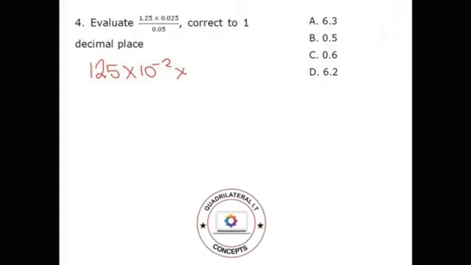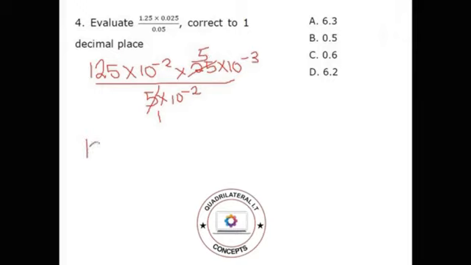Then also we have 0.025, and that will be 25 multiplied by 10 raised to the power of what? Let's count 1, 2, 3, and that is minus 3. Then divide by 0.05, and that will be 5 as a whole number, multiplied by 10 raised to the power of, 1, 2, that is minus 2. So we can use this 5 to take out something. 5 in 25, that is 5. So we have 125 times 5.